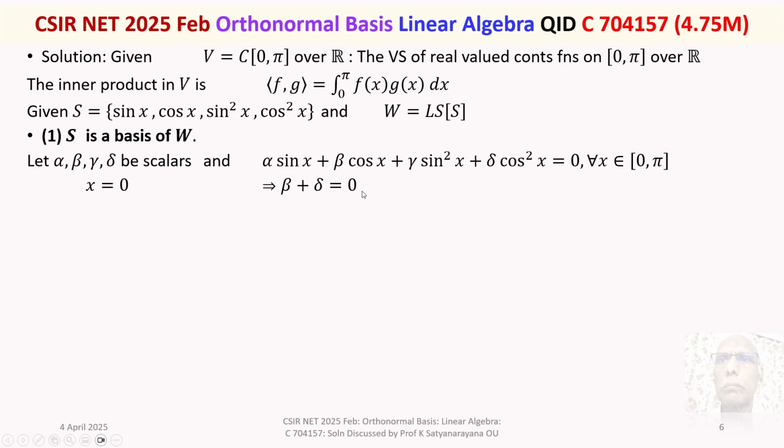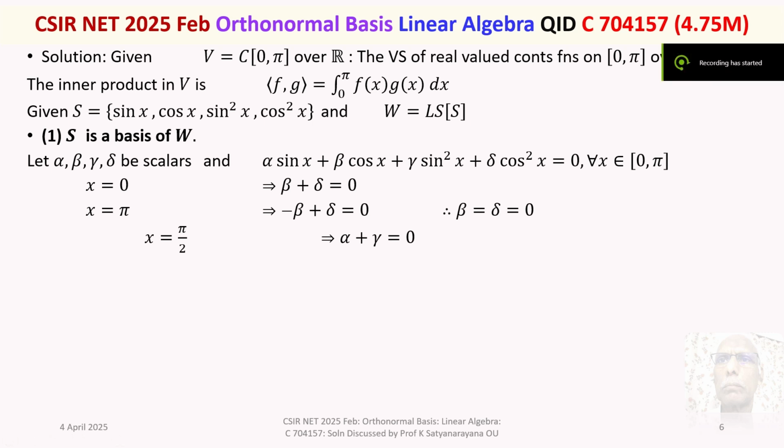X is equal to pi. Then sin pi is 0. Cos pi is minus 1. And then we get minus beta plus delta is equal to 0. Beta plus delta is 0. Beta minus delta is equal to 0. Solving, you get beta is equal to delta is equal to 0. Now, we take x is equal to pi by 2. Sin pi by 2 is 1 and cos pi by 2 is 0. Then we get alpha plus gamma is equal to 0.